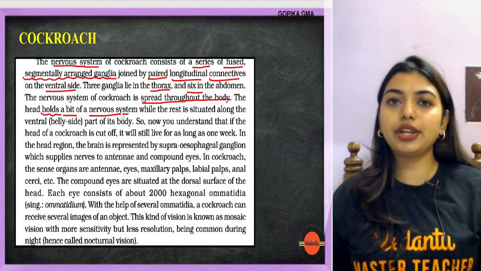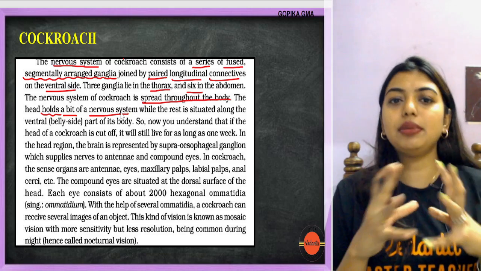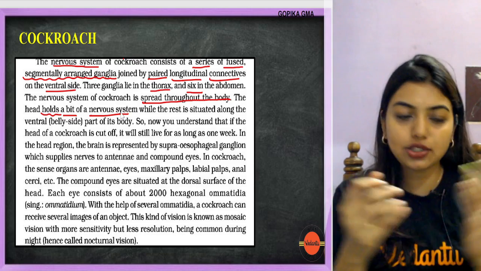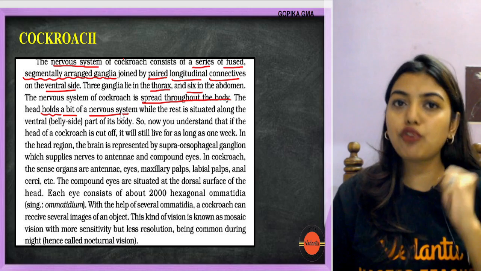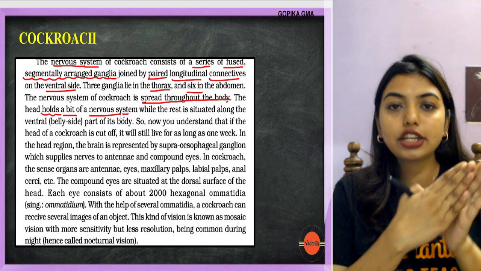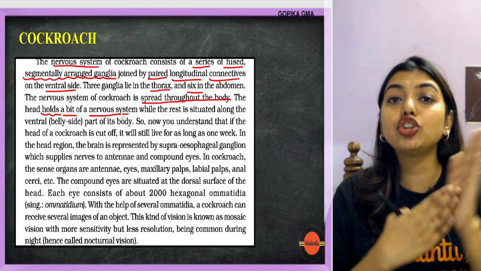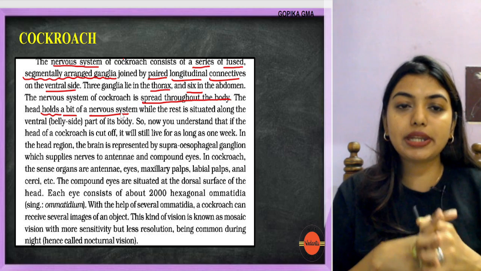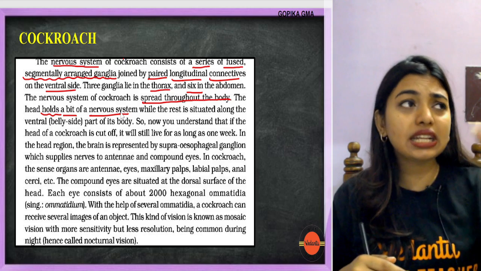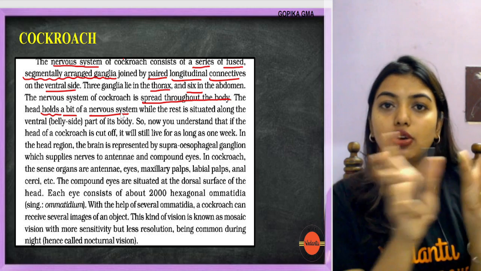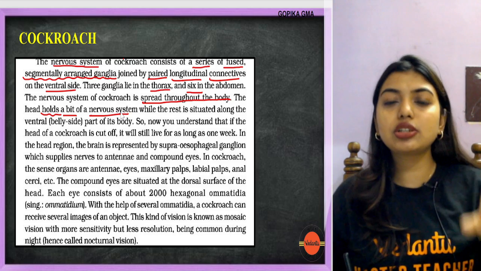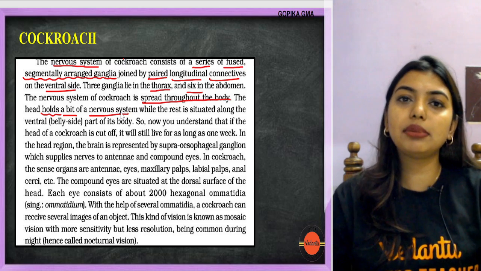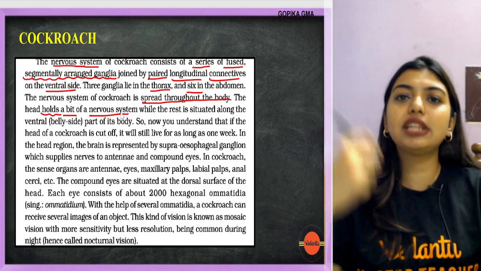So here they're trying to say that the nervous system is formed as fused ganglia. Many nerves coming together will form fused ganglia. They are connected to each other with a pair of longitudinal connectives on the ventral side. Now 3 ganglia will be in the thorax and 6 will be on the abdomen side. Because 3 are in the thorax and 6 in the abdomen, very little extension will be there in the head region.